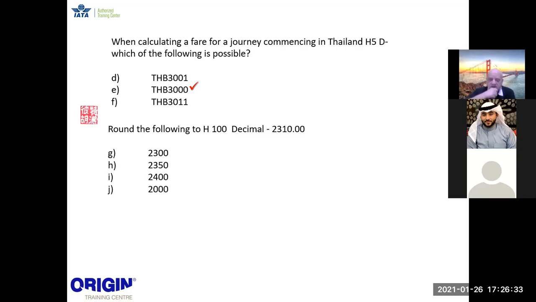Right, round the following to the highest 100 decimal 0, and here's the amount. You've got 2310.00. What's the nearest whole hundred up?